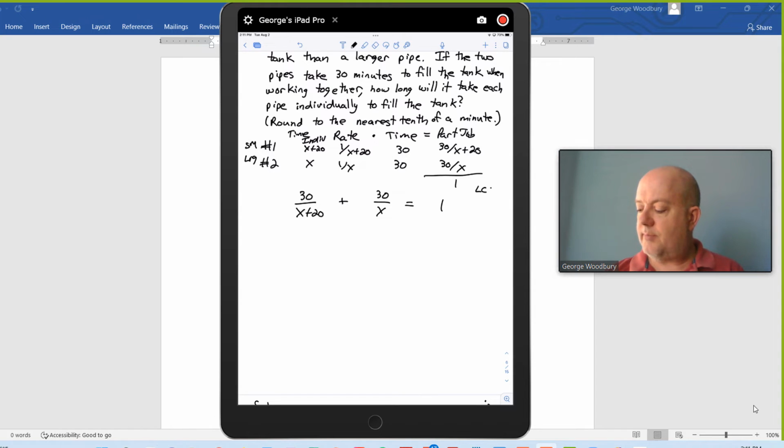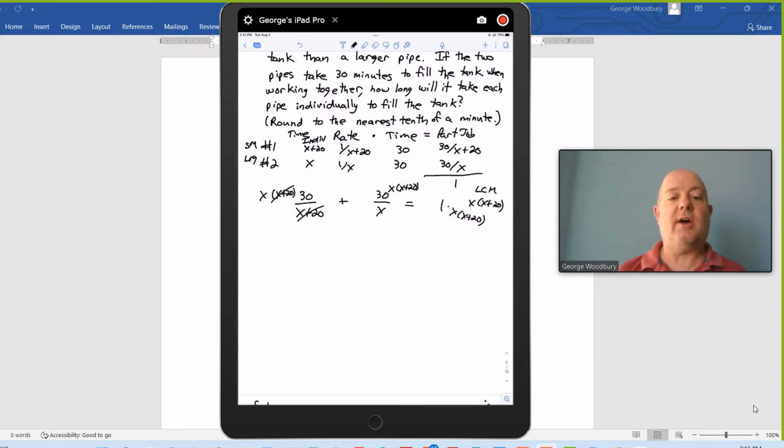The LCM is x times x plus 20. The two solutions we would have to omit would be 0 and negative 20. So again, those aren't really concerns here. Let's multiply through by the LCM, x times x plus 20.